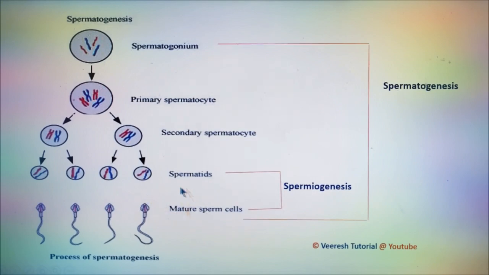The process of formation of spermatozoa or sperm cells from the spermatids is called spermiogenesis. Whereas the process of production of sperms from the germ cells is called spermatogenesis. That is, the whole process is called spermatogenesis.